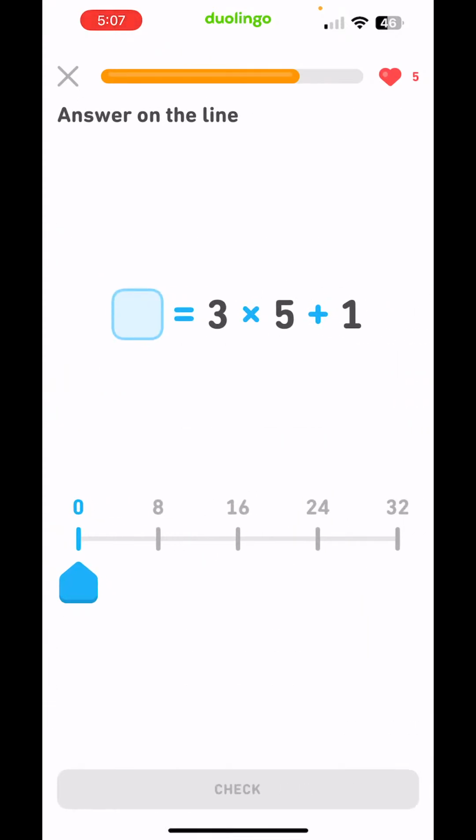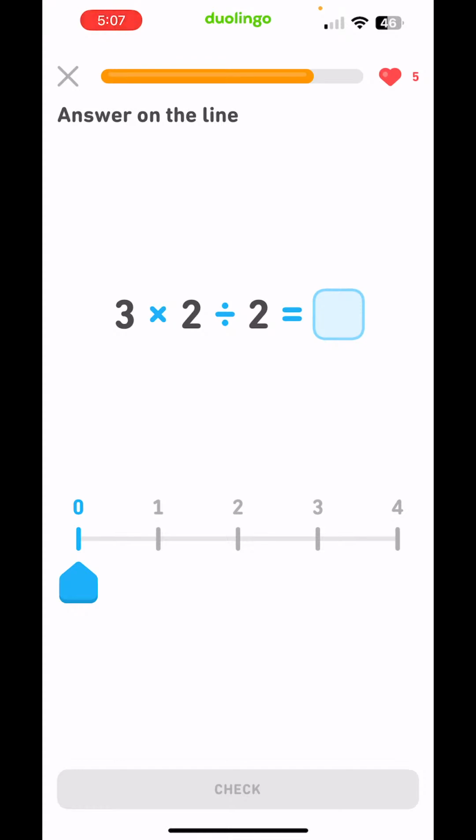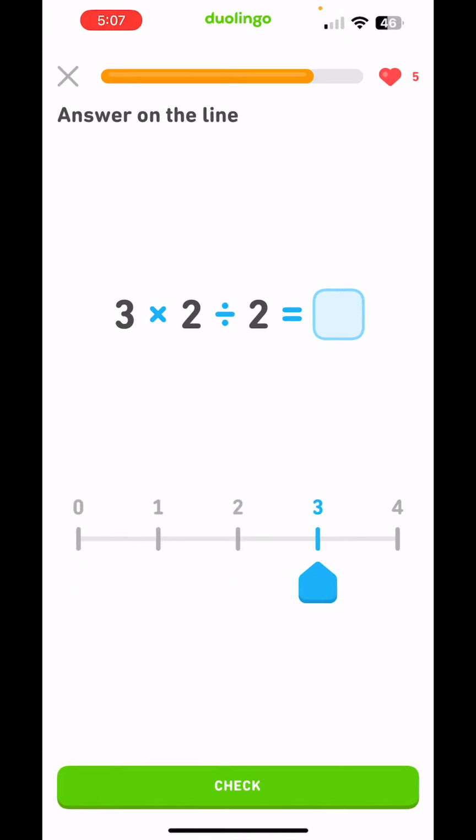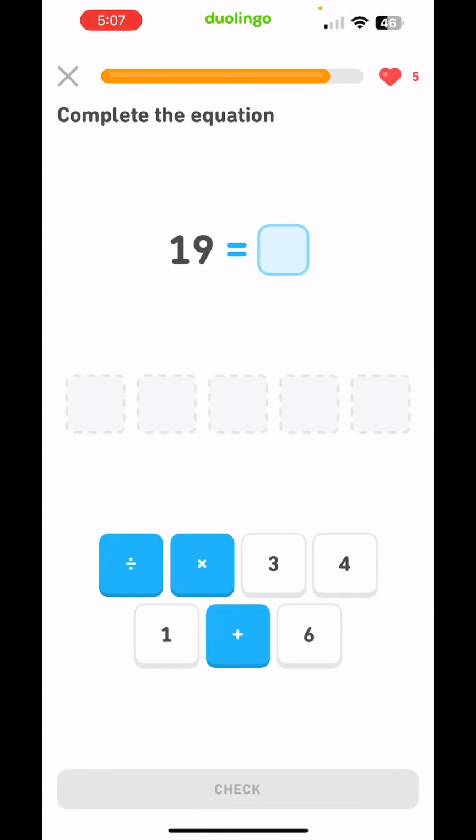Okay. So now we have 3 times 5 plus 1. So multiply, then add. So 15, that'll be 16. And then 3 times 2 is 6. 6 divided by 2 is 3. Oh, complete the equation. Okay, this one definitely will need some help here, yeah.